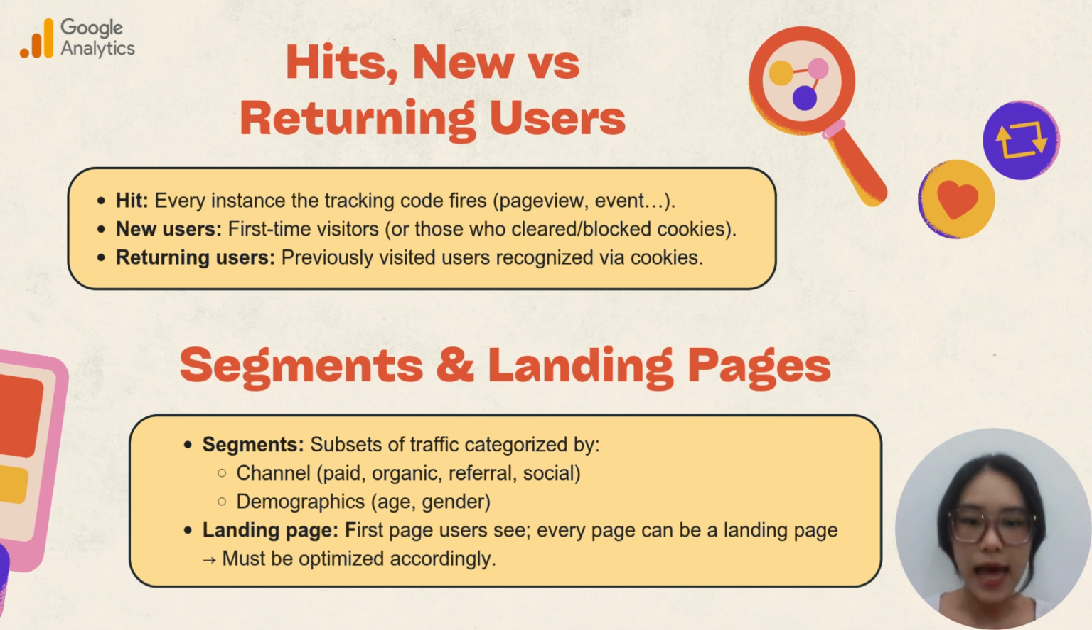A hit is any recorded interaction that triggers the tracking code, such as page views or events. New users are the first-time visitors or those who have cleared cookies, while returning users are identified by existing cookies. Segments also allow us to group users by channels or demographics, and landing page represents the first page a user sees, which means that any page can function as a landing page and should be optimized accordingly.